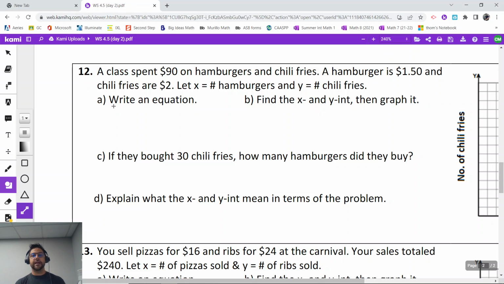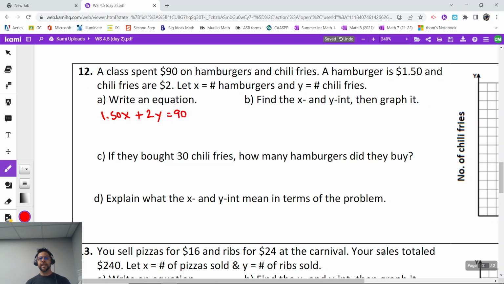So we're going to go ahead and set up our equation as $1.50 times x, because that's the hamburger, plus 2y, because y is the chili fries, and that's going to be equal to 90. It says find the x and y intercept, then graph it. All right, let's go ahead and do that. Not a ton of room, but I think we can fit it there.